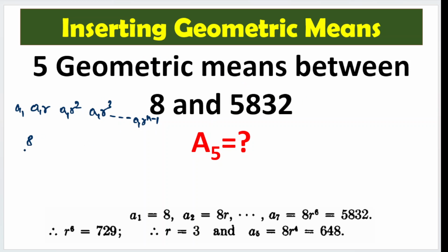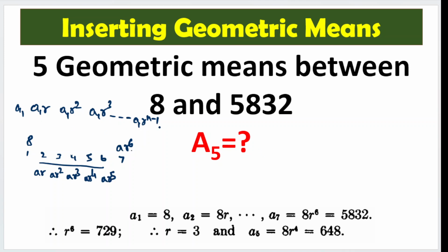Then there are five geometric means. This is the first term, then the second, third, fourth, fifth, sixth. These are five terms, and then there is a seventh term. One, two, three, four, five. That is the seventh term. That means this seventh term is A R power 6. This is AR, this is AR square, AR cube, AR power 4, AR power 5, and AR power 6.